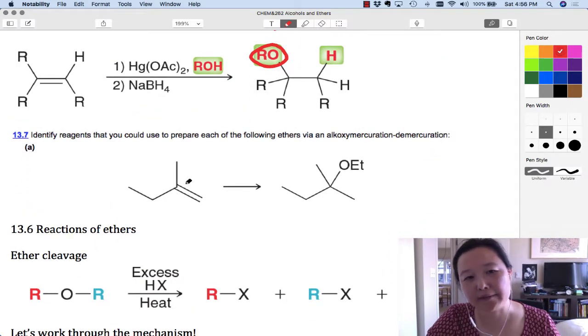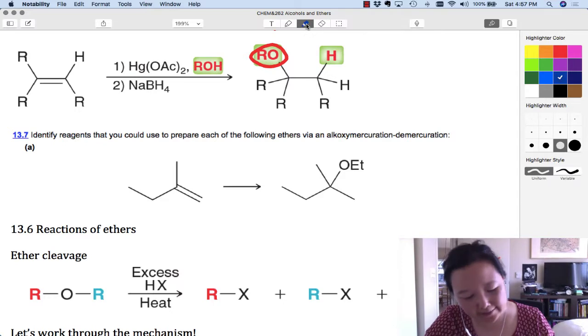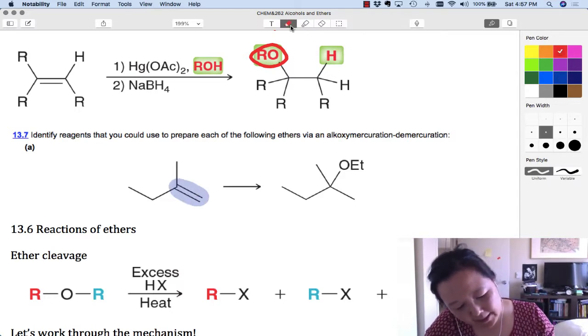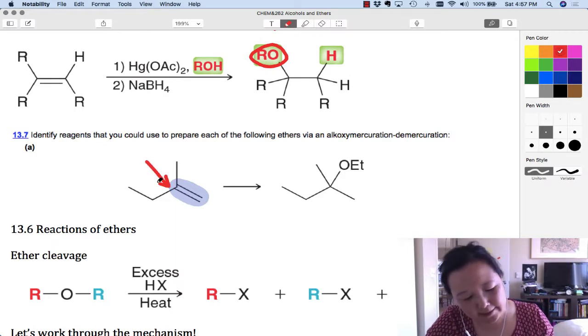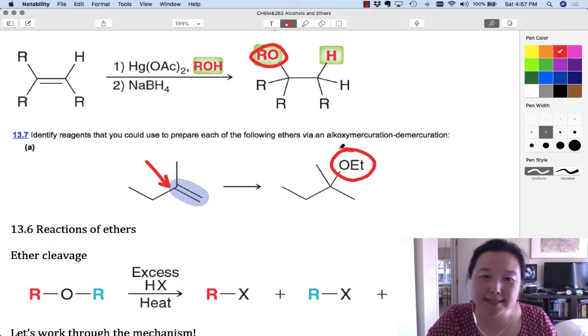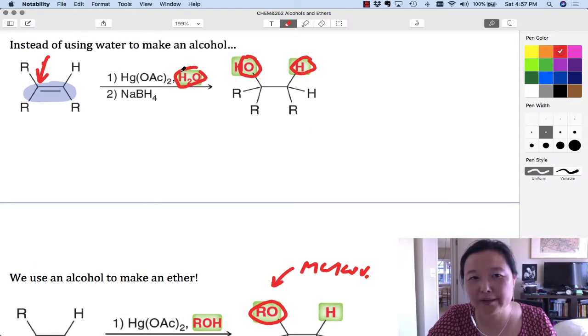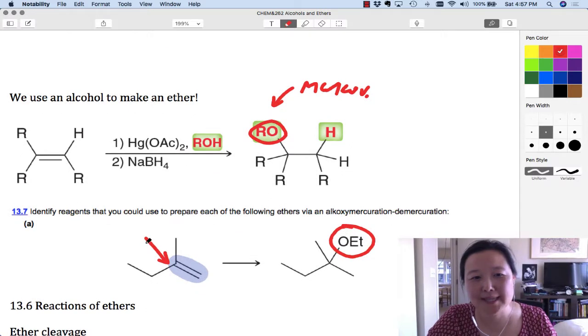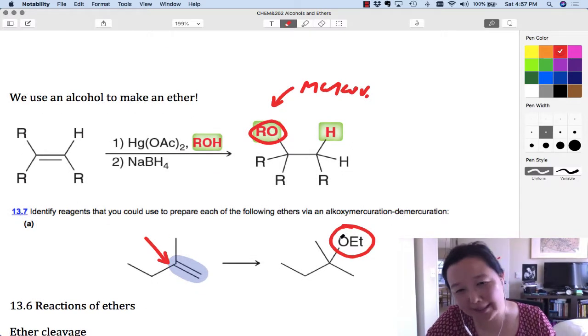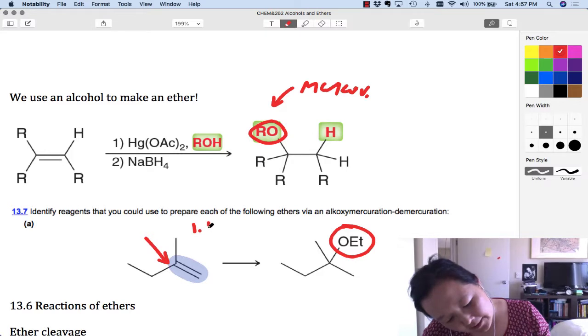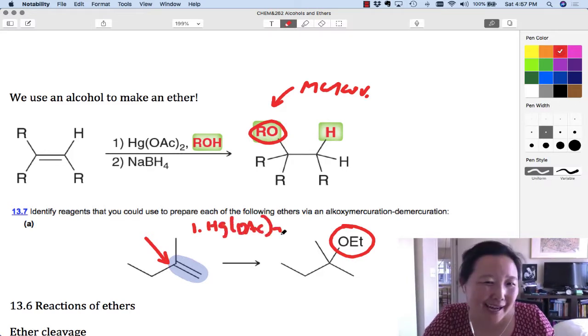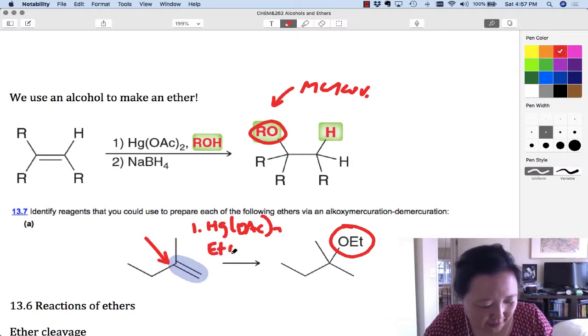So now let's think about this. Here's our alkene. We're going to apply this reaction by saying, okay, this is Markovnikov addition, so that means I'm going to add the group to here, and the group I'm adding is this. Normally, when we use oxymercuration, we use it with water, we get an OH group. But instead of OH group, we're going to get an OEt group. So in order to do that, I use mercuric acetate. And then as a solvent, I use the alcohol that I need. In this case, I need ethanol, so EtOH.